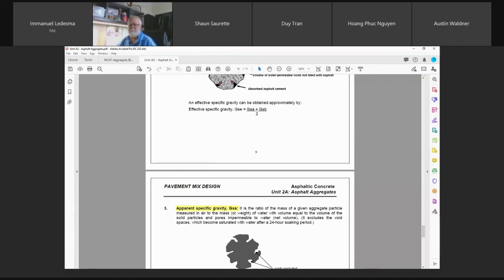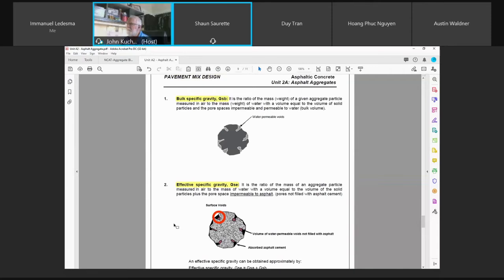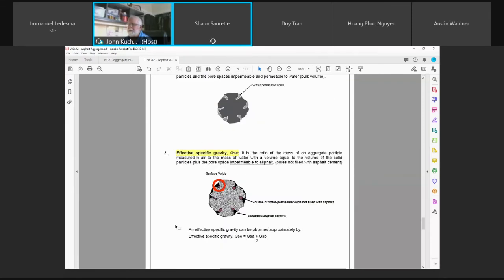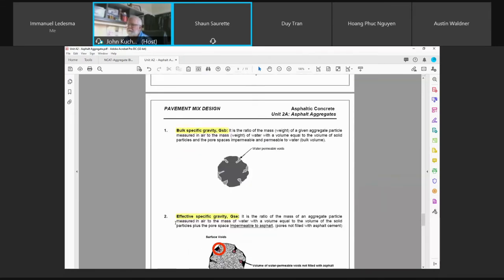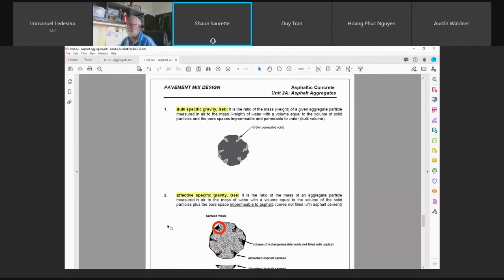The apparent is the lowest, effective is the middle, and then the bulk specific gravity would be the highest. Okay, which is the... what order do you say? 1, 2, 3 in that order? As I've got it, it was kind of listed. I'm thinking it's the other way around, isn't it? Because don't you have less volume, so it would make it more dense if you have the apparent? Okay, so which is the last, which is the one in the middle, and which is the greatest?